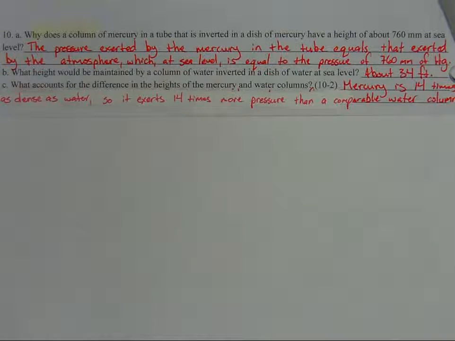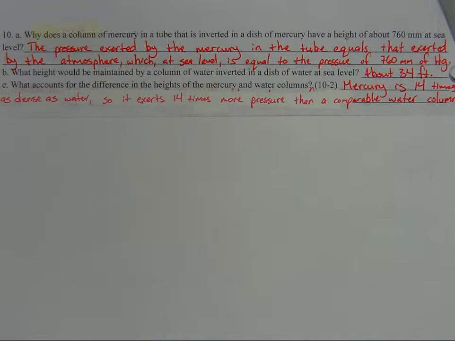B. What height would be maintained by a column of water inverted in a dish of water at sea level? Well, that would be about 34 feet. Not 760 millimeters, which is about 30 inches. If it was water in that dish at sea level, it would be about 34 feet.